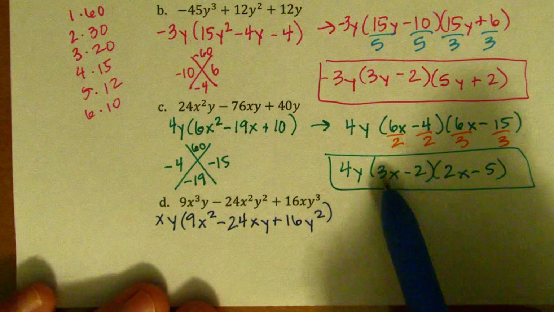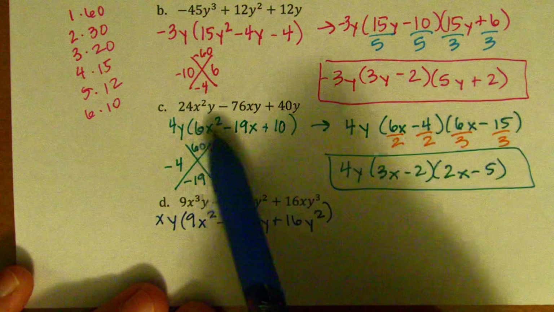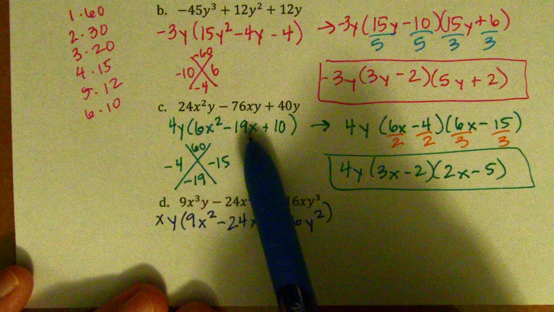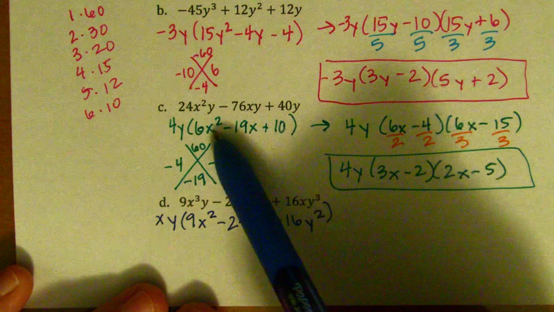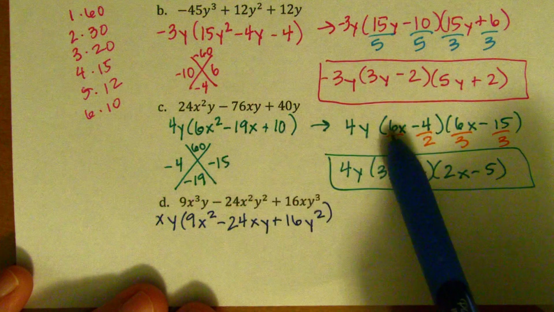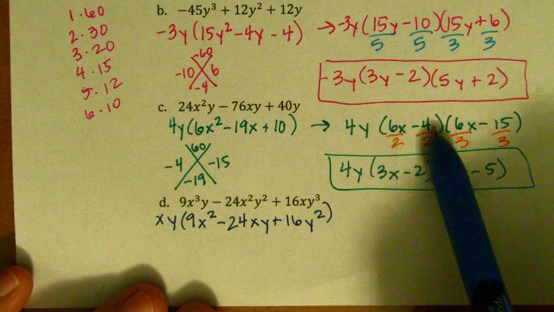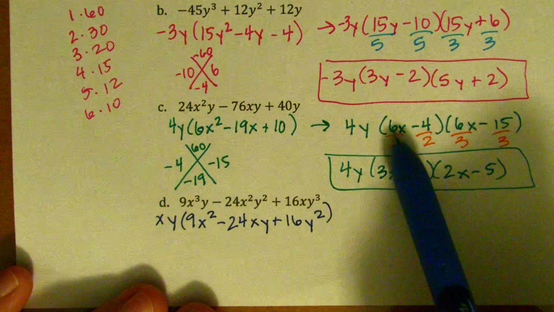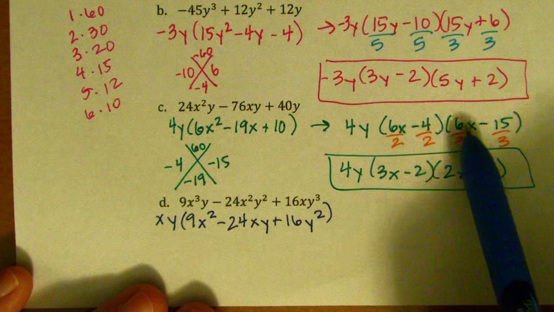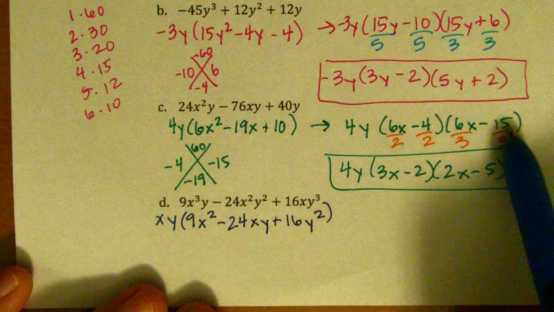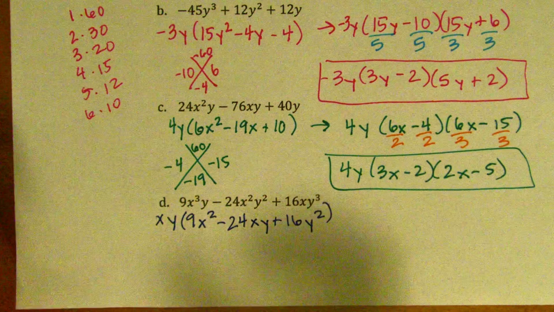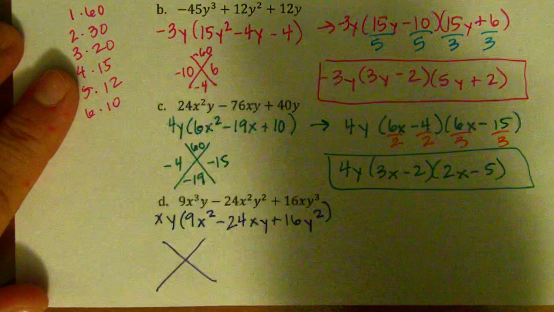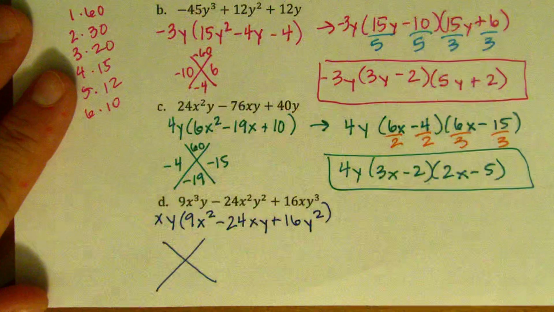So tying back to a previous example, if this had been x squared, x, no x, and then we had a y squared, y, no y, then instead of 6x minus 4 and 6x minus 15, it would be 6x minus 4y and 6x minus 15y. You'd have a y on the second term. And that's what's going to happen here. And again, if you don't believe me, you can multiply them out and check.